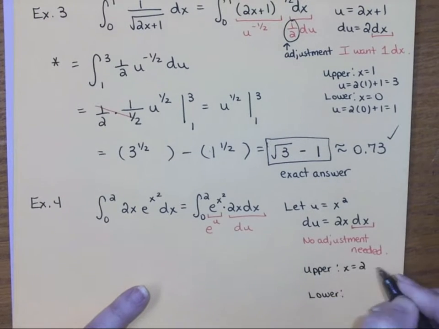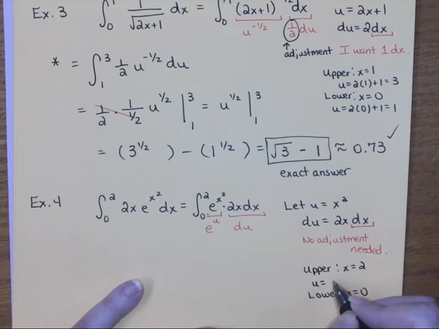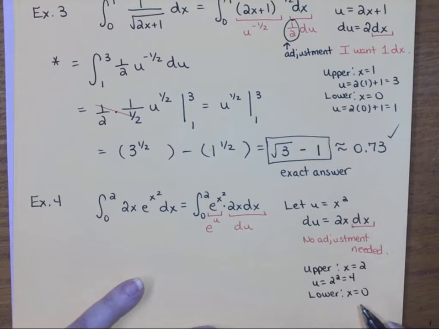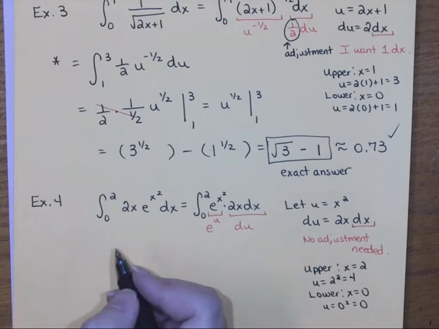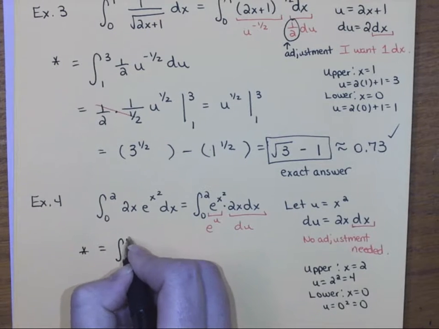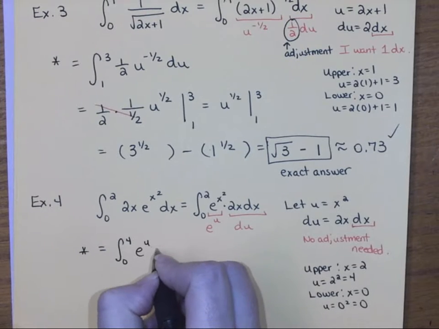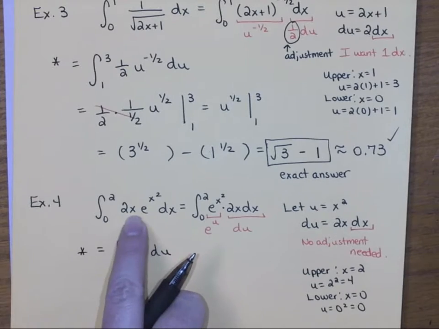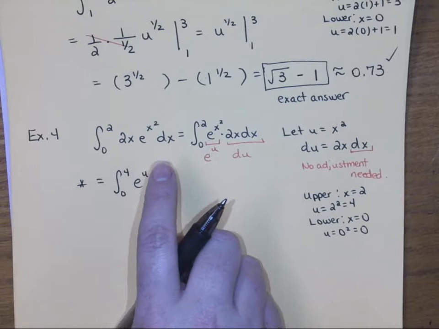So the current upper limit is 2, the current lower limit is 0. So u would be 2 squared or 4. I'm just going up to the u equation and plugging that in. Here u would be 0 squared, which is still 0. The most important thing again is, can you do the rewrite step? So it's now the integral from 0 to 4, and now just read off what we have here. e to the u du. Notice how much nicer this is, right? It's only one thing, and it's just e to the u power instead of e to some weird power like that.